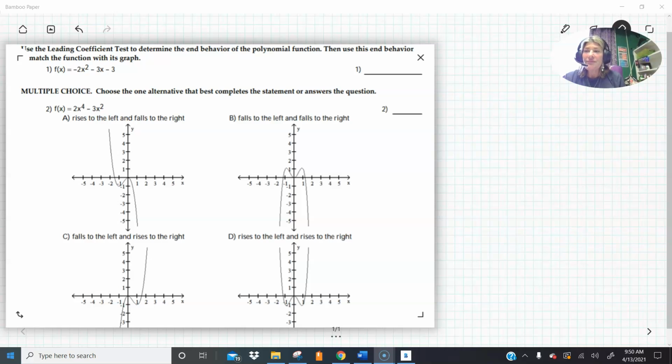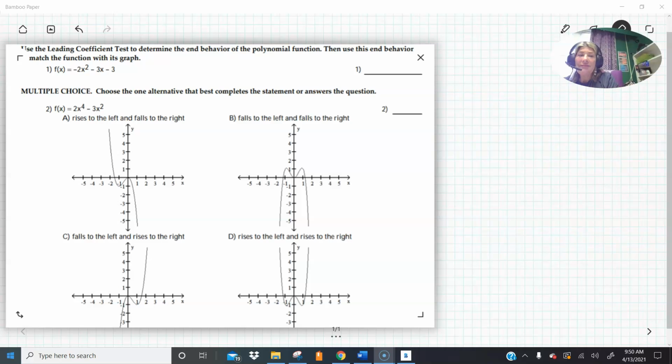The directions for 1, 2, 3, and 4 all are about using the leading coefficient test to determine the end behavior of the graph. If you remember, end behavior has to do with both positive and negative of the leading coefficient, and then the degree: is the degree even or is the degree odd?